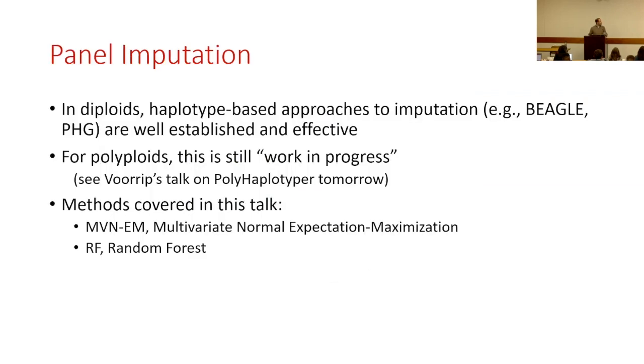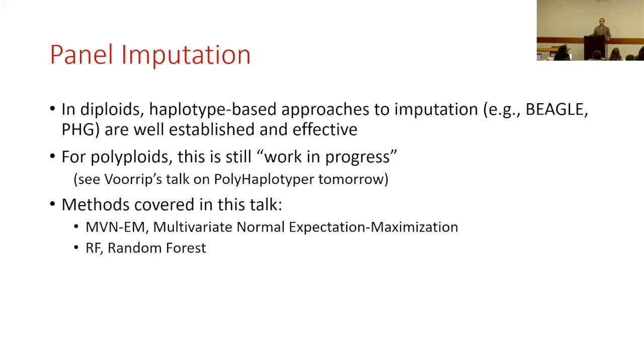For panel imputation in diploids, this has been worked on for a very long time, and I would say that the gold standard is a haplotype-based approach, which uses a hidden Markov model like we've heard about. But instead of being able to exploit something very clear about the transmission genetics, it has to make assumptions about the number of unique haplotypes in your panel and so on. There's still software that does this pretty well, Beagle being one of the most famous ones.